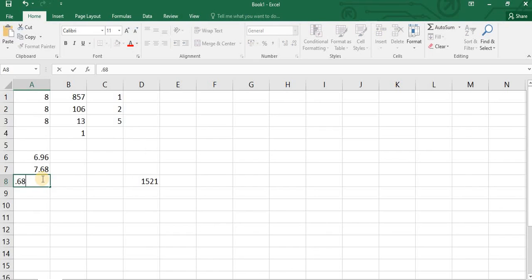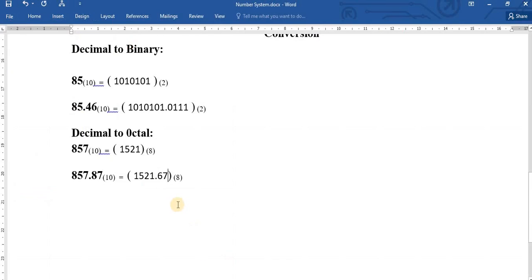Before that, you have to write down the equal sign. 0.68 multiplied by 8, you will get 5.44. So write down here 5. Up to 3 places is sufficient. So this is the way to convert a decimal number to the octal number system.